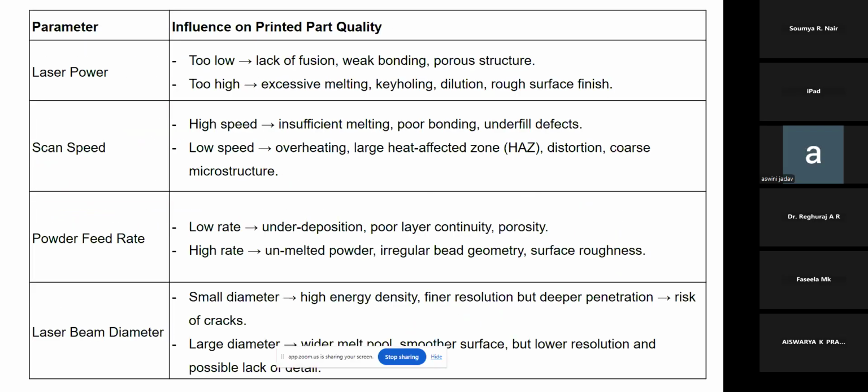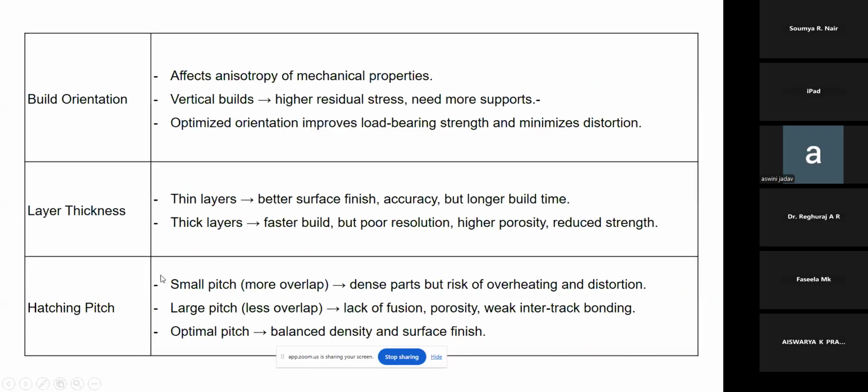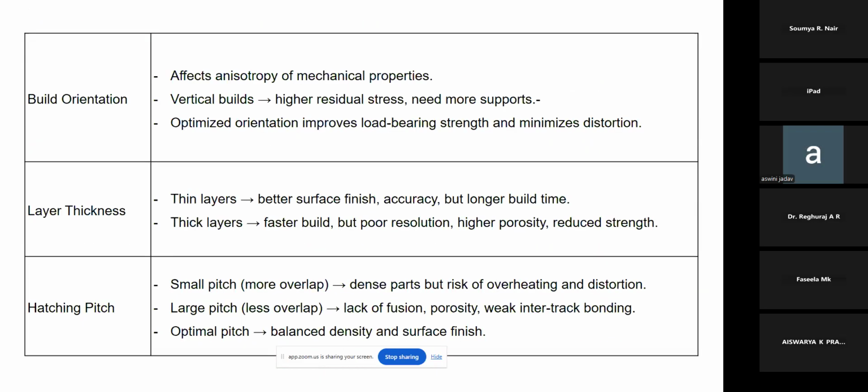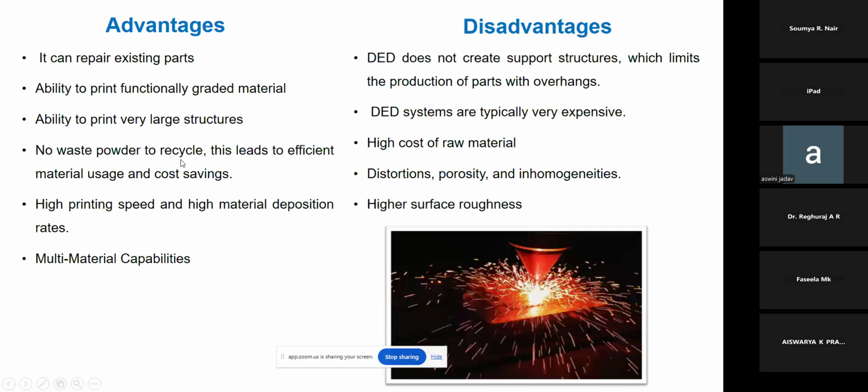So the parameters which predominantly control the output of the product are laser power, scan speed, powder feed rate, laser beam diameter, build orientation, layer thickness, and hatching pitch. So these seven parameters are the predominant factors that affect the quality of the printed part.